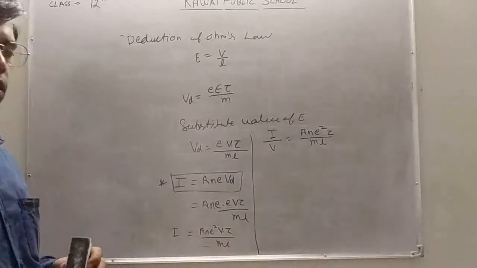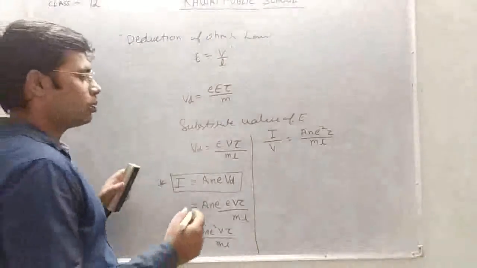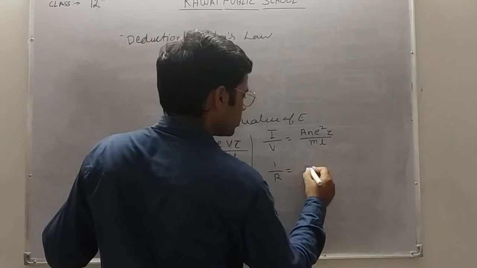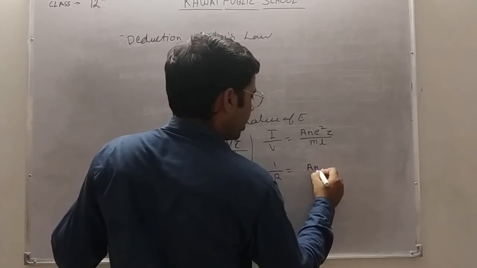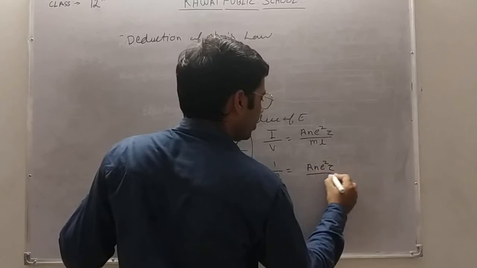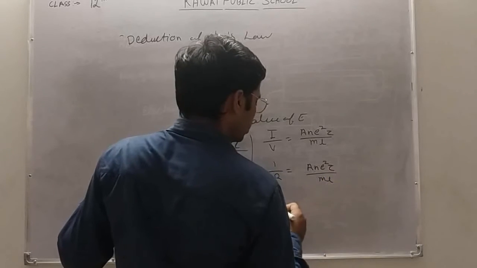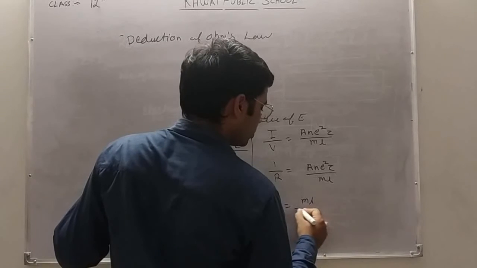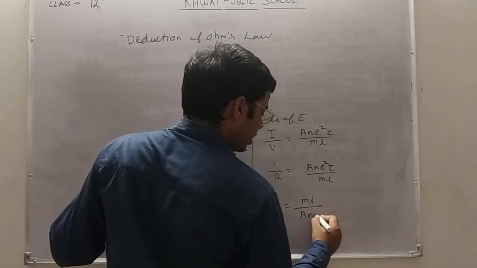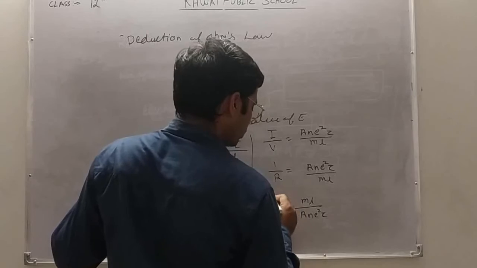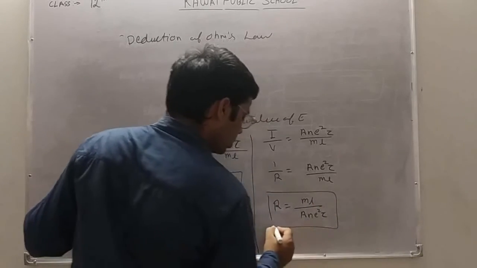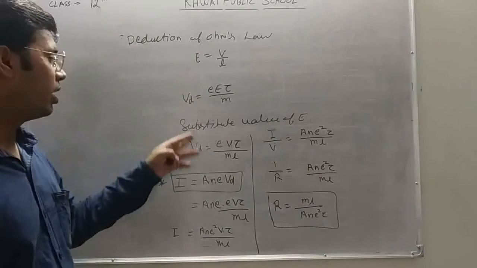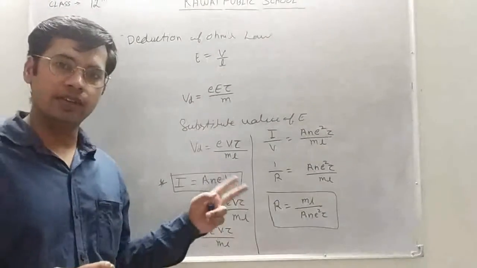Now we know that I divided by V is the reciprocal of resistance. So this is 1 upon R equals Ane square tau divided by mL. Here R is resistance. We reverse the terms, so R equals mL divided by Ane square tau. This is Ohm's law deduced with the help of the formula I equals Anevd.